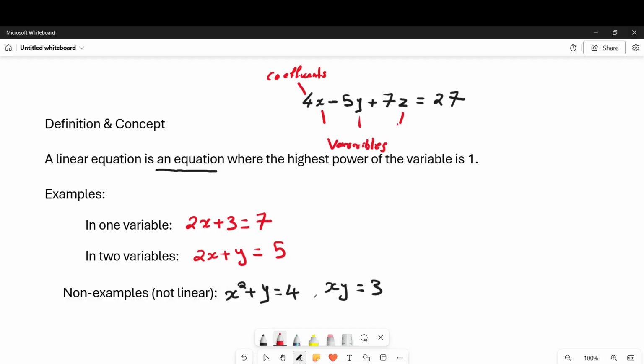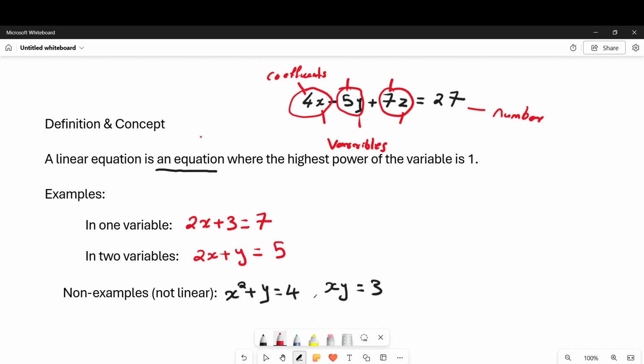The values of these variables are unknown, and we need to solve the linear equation, which means finding the values of x, y, and z. But the total sum we know already, this 27, and the coefficients are 4, 5, and 7. When a coefficient is multiplied by a variable, it is called a term: first term, second term, third term. The sum of these three terms is known, 27, but we don't know the values of x, y, and z. This is how a linear equation looks.